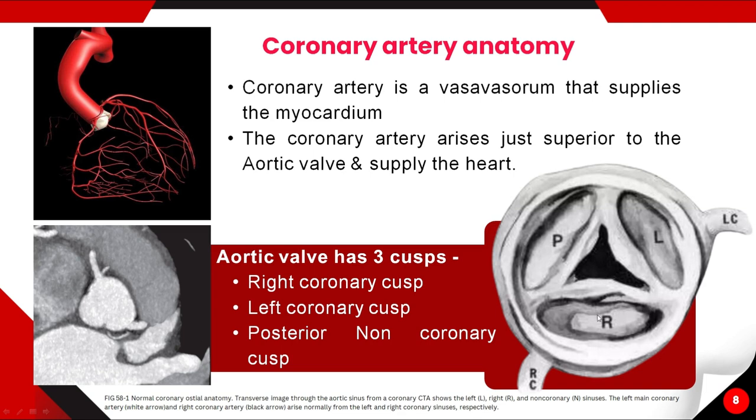This is the right coronary cusp, this is the left coronary cusp, this is the posterior non-coronary cusp. We can see the right coronary artery arising from the right coronary cusp and left coronary artery arising from the left coronary cusp. The same we can see in CT coronary angiography.